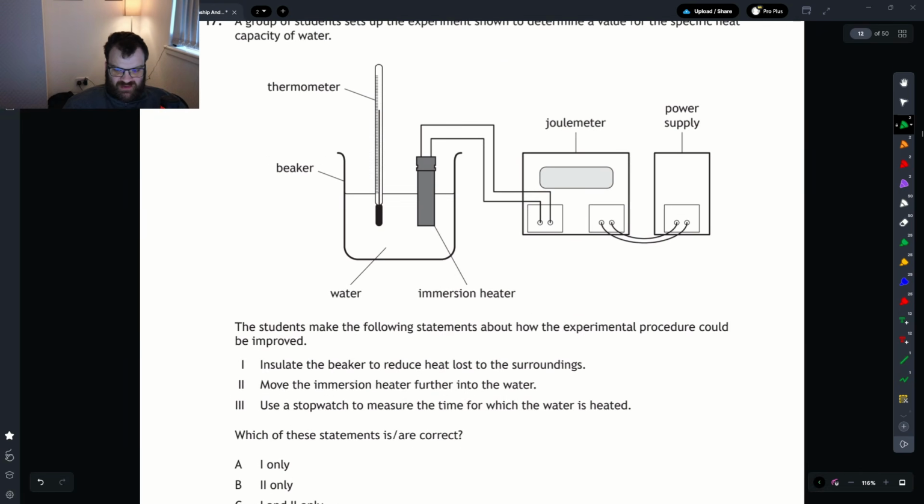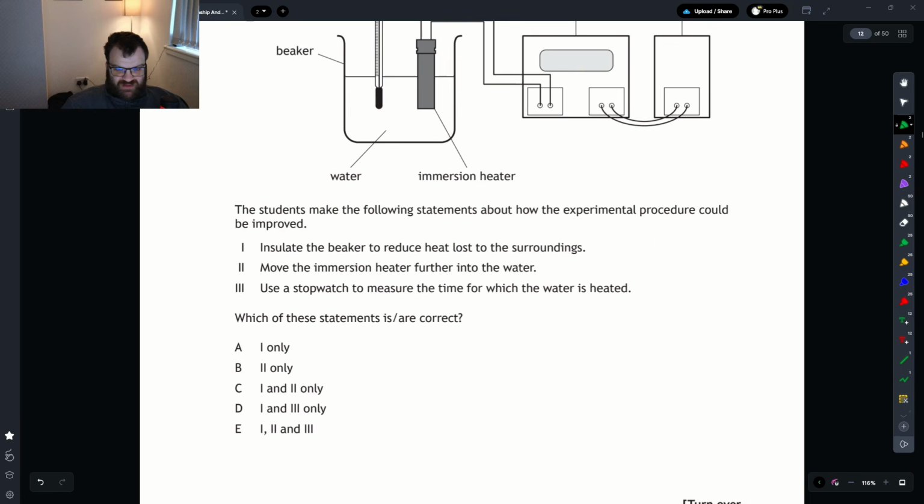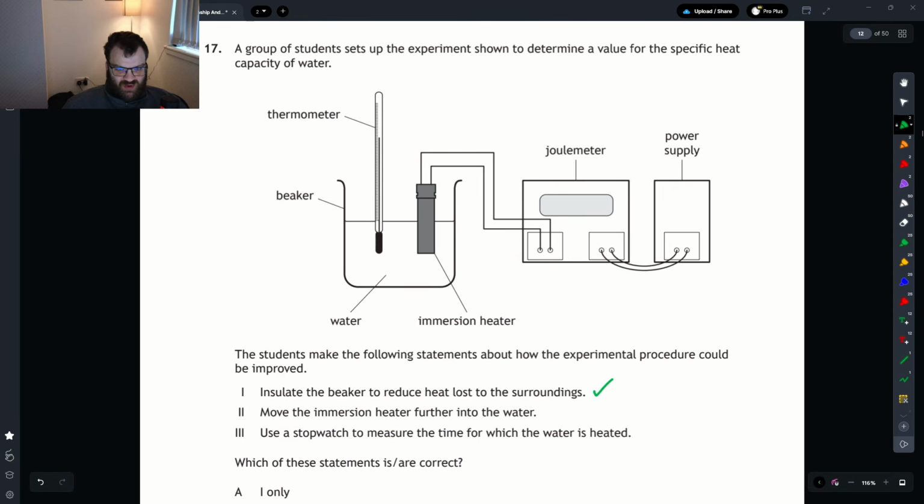Moving on. In this one, we're looking at the specific heat capacity of water. Experiment procedure improved. Insulate the beaker to reduce heat loss to surroundings. Well, that'll give you a more accurate value because more of the heat's gone into the water. Move the immersion heater into the water further. I suppose that would maybe be helpful because at this point here, some of that heat could escape. So that sounds quite good to me.